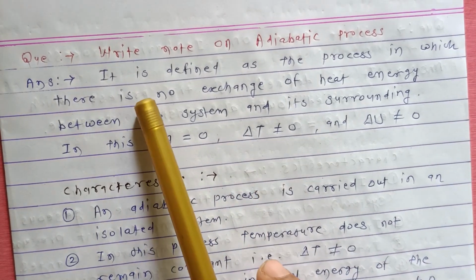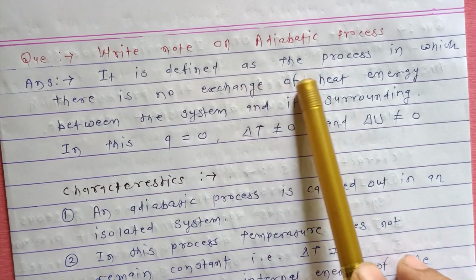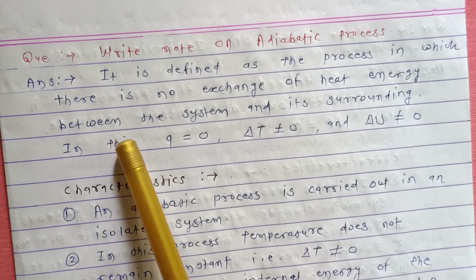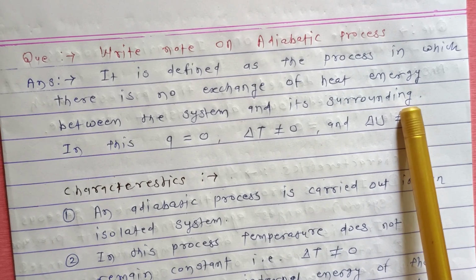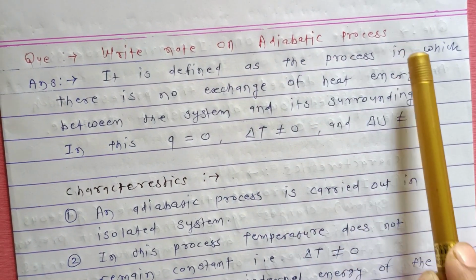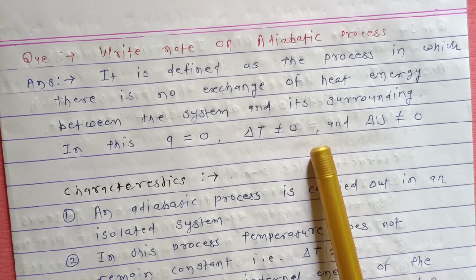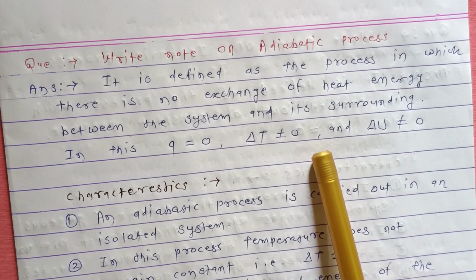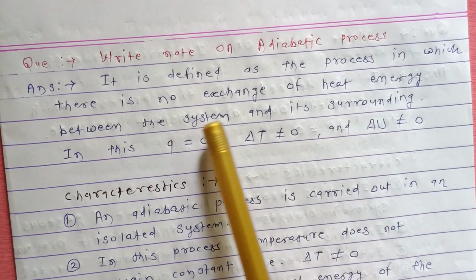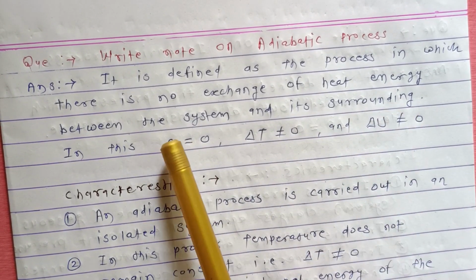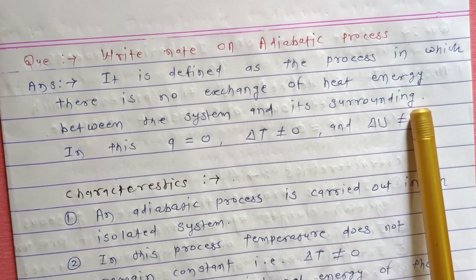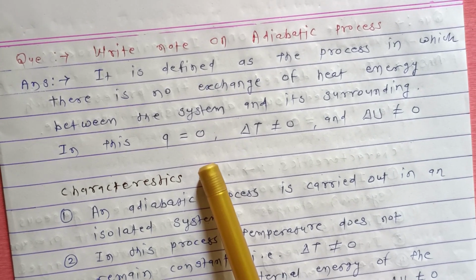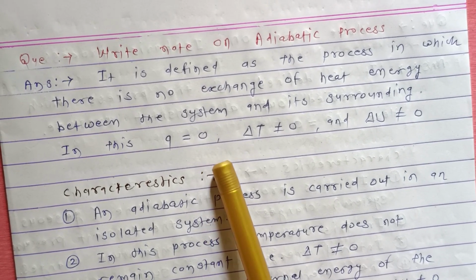The adiabatic process is defined as the process in which there is no exchange of heat energy between the system and its surrounding. In the isothermal process, the temperature remains constant so the system can exchange heat with the surrounding. But here there is no exchange of heat energy between system and surrounding. Therefore, Q is equal to 0, meaning heat is neither absorbed nor released.